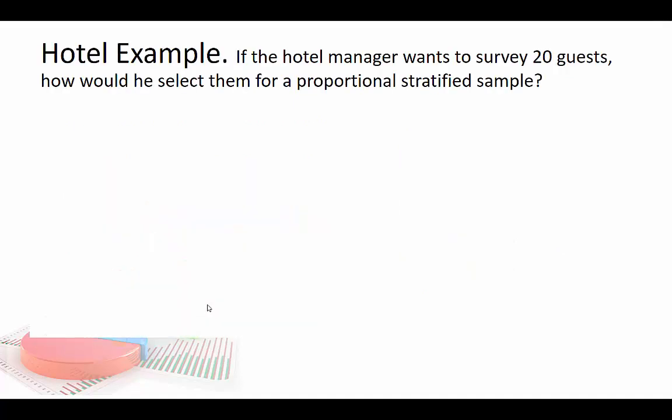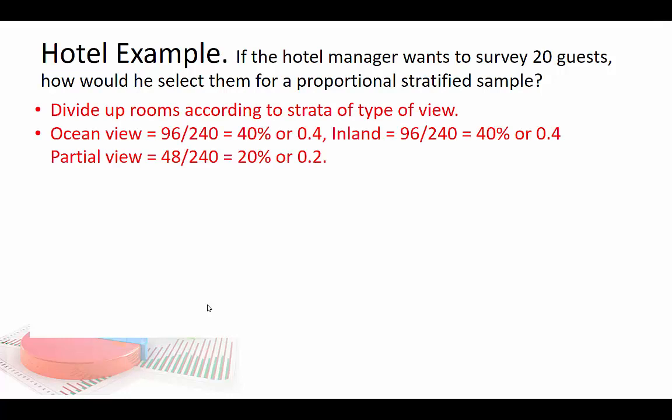So if he wanted to create a stratified sample, how could he do it in a proportional stratified sample? Well, we can divide up the rooms according to type of view and look at what percentage they make up. We've got ocean view is 96 out of 240. Actually, I'm pretty sure that's 240. Let's see, 240. Yes, 96 out of 240. I said 244 before. And you have inland is also 40% or 0.4. And partial, which is 20% or 0.2.